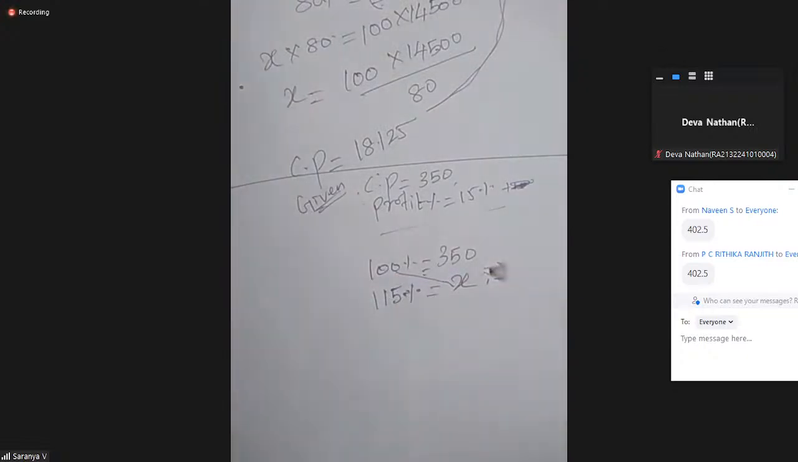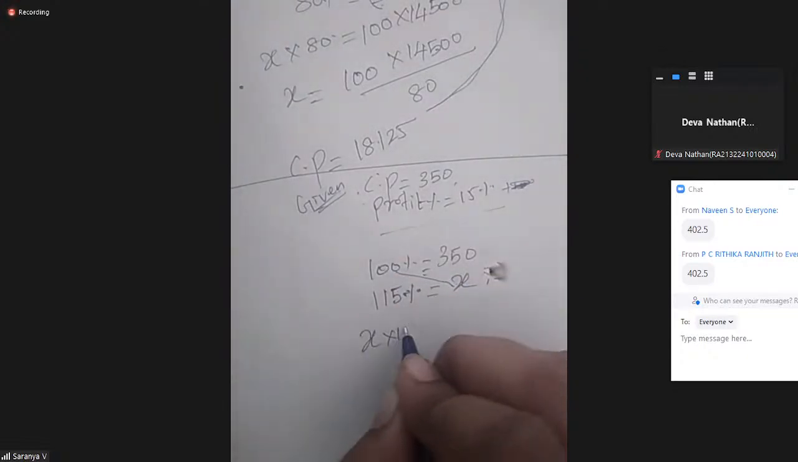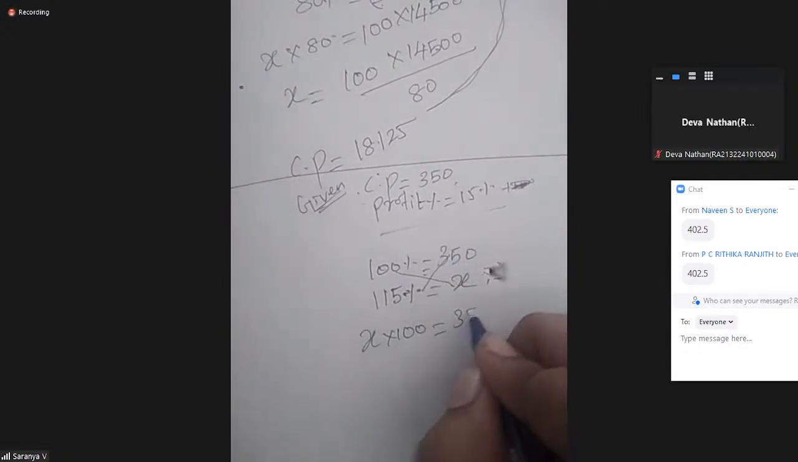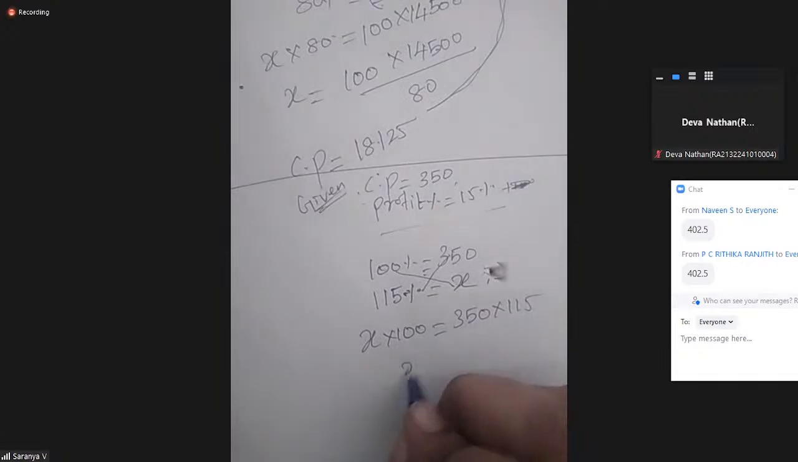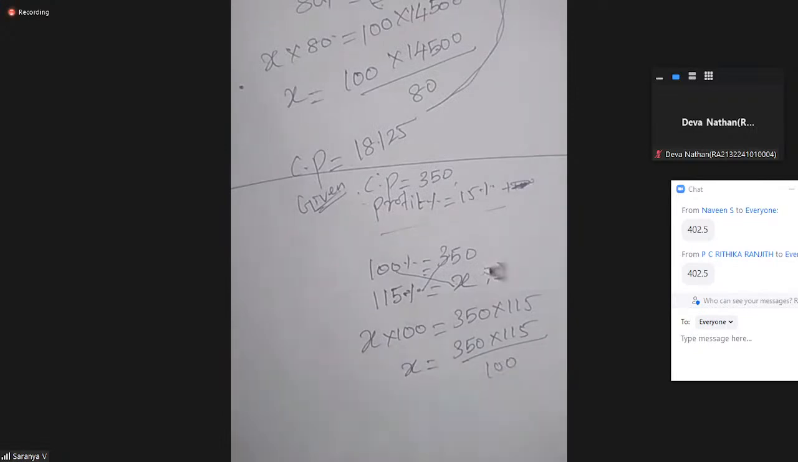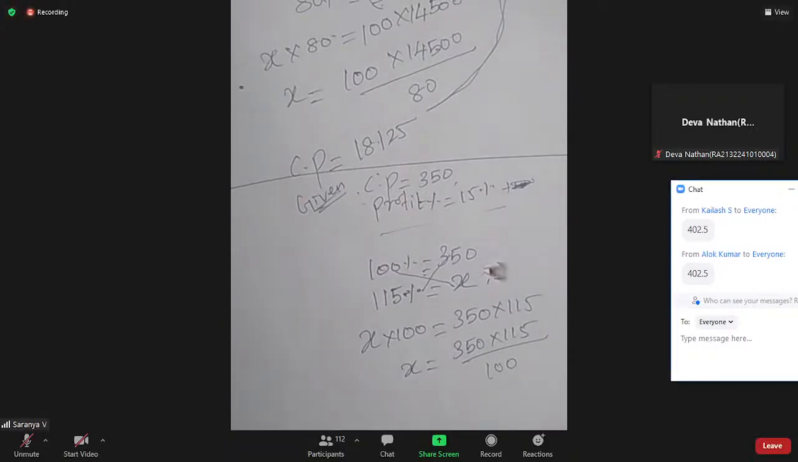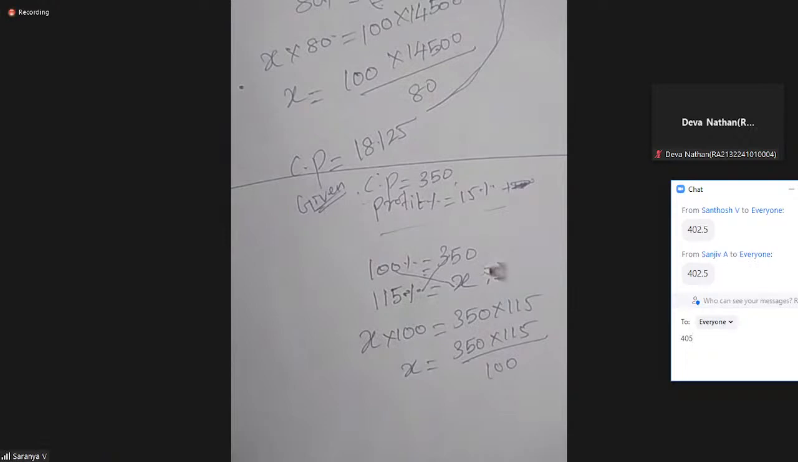Yes. So first cross multiplication always start with x. X into 100 equal to 350 into 115. So x is equal to 350 into 115 divided by 100. Post your answers now. Niveta right, Sandeep right, Bala right, Naveen, Ritika right answer. Kavya, Kailash, Kumar, Santosh, Sanjay, right answer. Akshay, Niti, Deva. Yes, your answers are right.